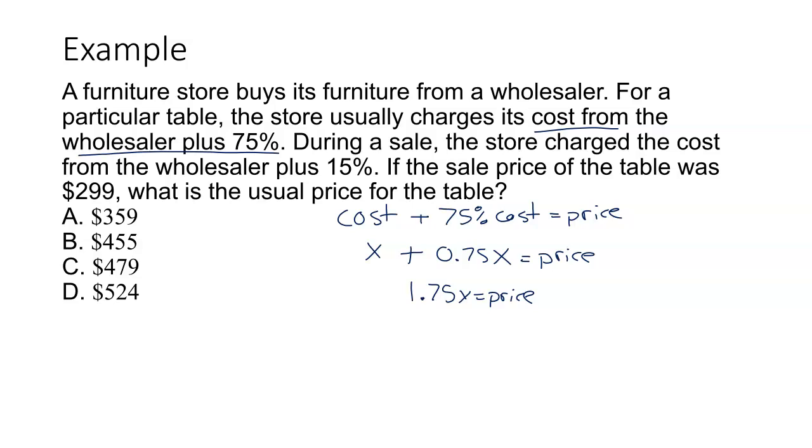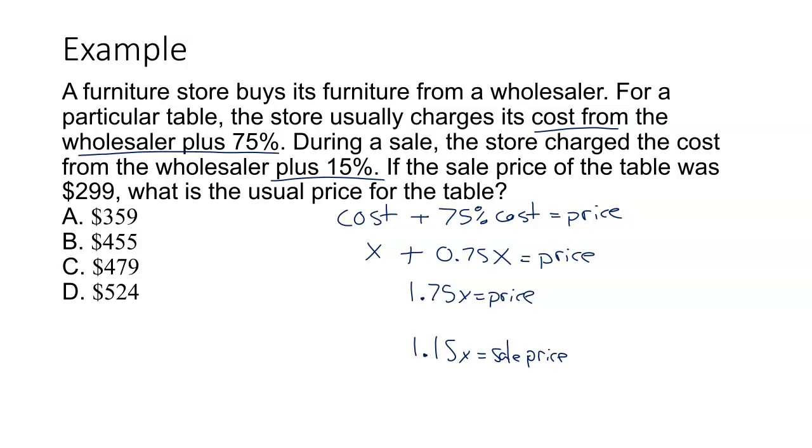Now, during a sale, instead, they charge the cost from wholesale plus 15%. So they change the 75% to the 15%. How is that going to change this formula for the sale? It'll be 1.15X, and that gives me the sale price. The only thing that changed was the percent they add on to it. Instead of 75%, it's 15% of the cost.